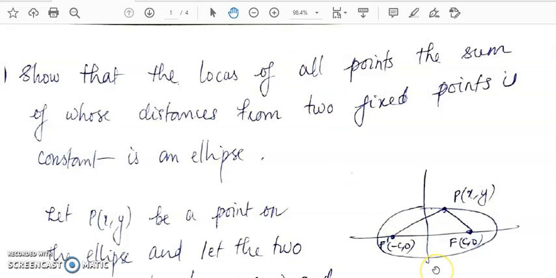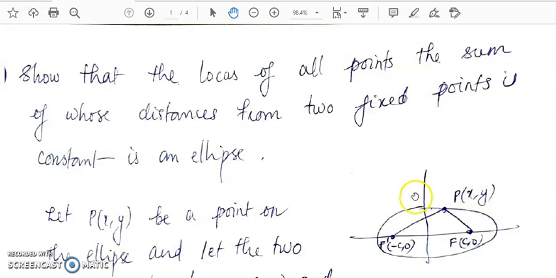So this is the case. I am denoting the foci by the points F and F dash. So I am taking the points F(c, 0) and F'(-c, 0). I am taking these to be my fixed points. For a particular point xy at these distances, we will show that its locus will give us an ellipse.